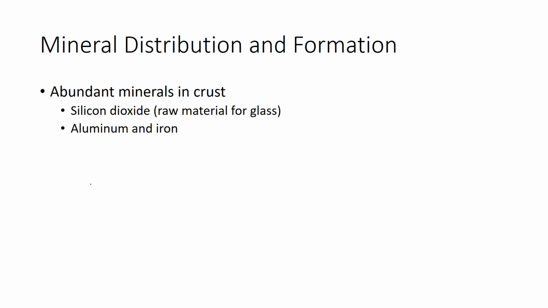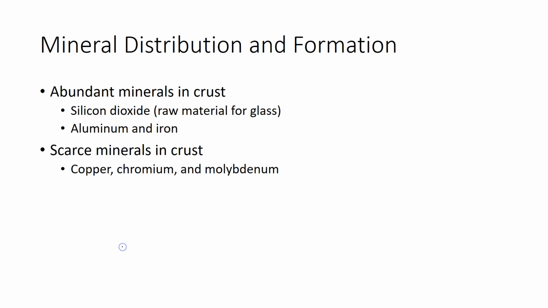Other abundant minerals are aluminum and iron, although not nearly as abundant as silicon dioxide, and much more energy intensive to get from raw materials. As we saw in the little recycling and aluminum exercise today, even though there's a lot of aluminum still in the ground, it's much more energy efficient to recycle that aluminum. Same thing goes with iron and steel, etc.